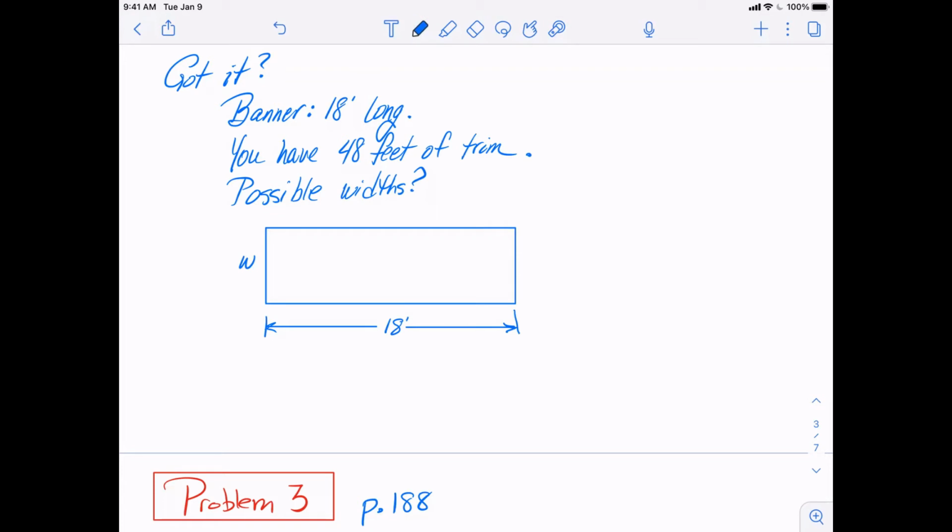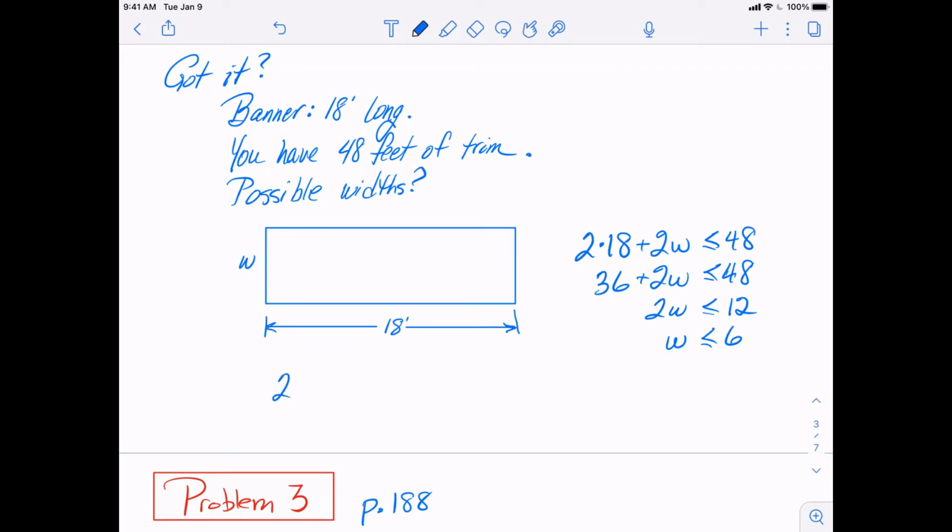So in this case again, there would be two sides that are 18 feet, so that would be 2 times 18, and we would add two widths, and that has to be less than or equal to 48 feet. 2 times 18 is 36, plus 2W is less than or equal to 48. We can subtract 36 from each side. 2W is less than or equal to 12, and therefore the width has to be less than or equal to 6. And we can check that quickly.